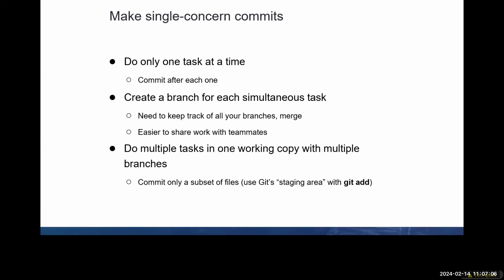Another thing is handling multiple tasks in one working copy with multiple branches. Here, if you commit only a subset of a file, for example, use the Git staging area with git add. You will use it later. For example, if you have two files and you want to put them in your working copy staging area, you can use git add.